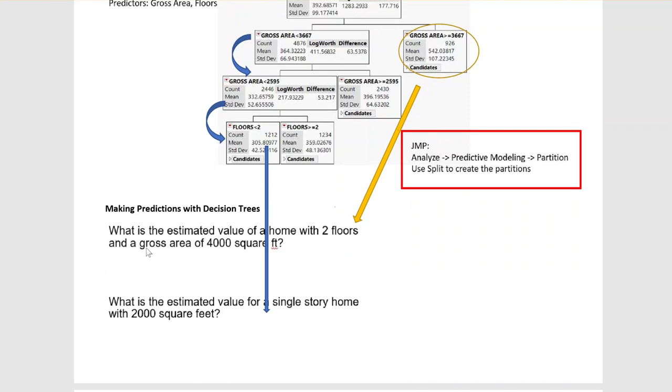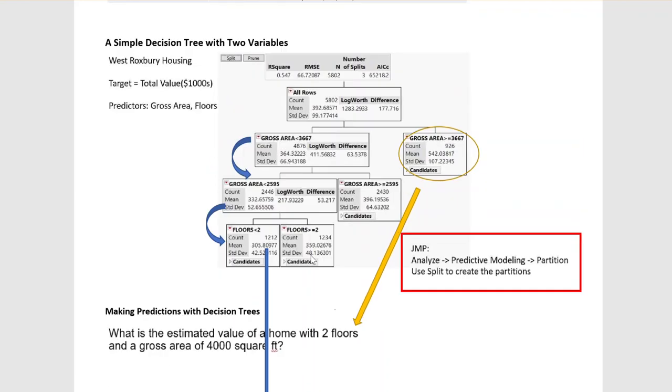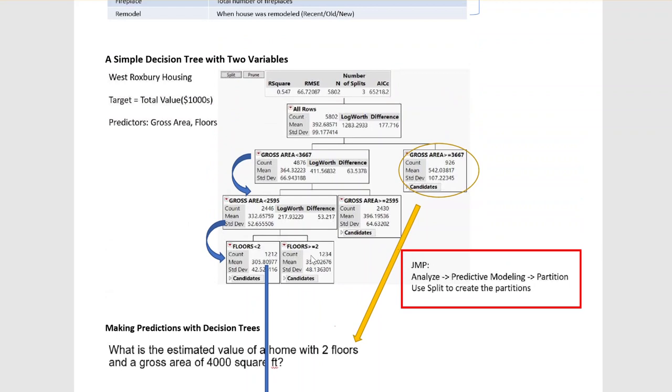Then you read from the top until the end to answer this kind of question. What if I want to estimate the value of a home with 2 floors and a gross area of 4,000 square feet? How can you get the estimated value for this kind of home? It will be with 2 floors. Do you start from here?